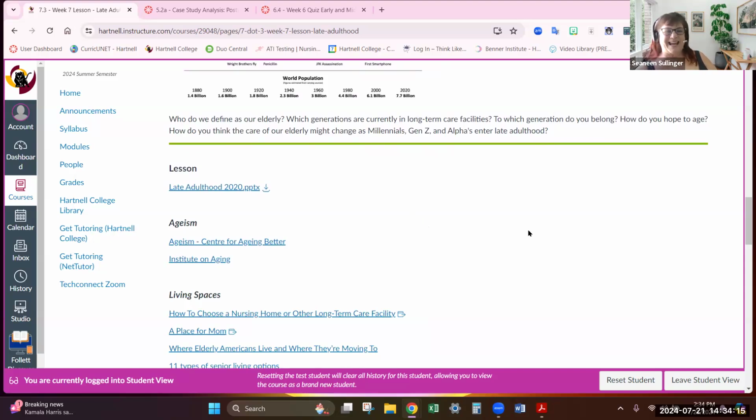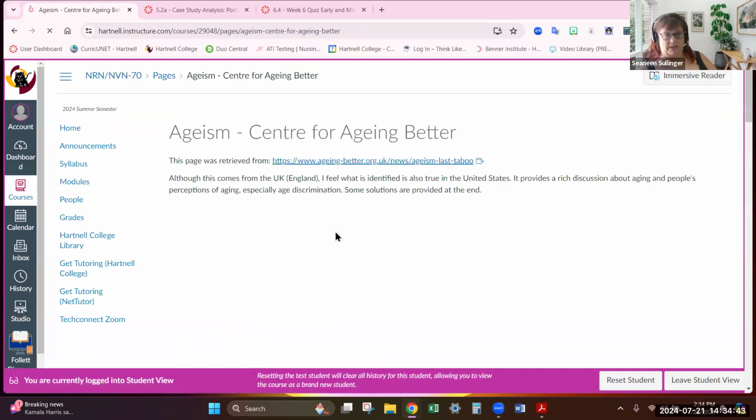So what is ageism? We've talked about bias in earlier weeks. I tend to think of ageism as when people don't have respect for the elderly, and so they are biased against the elderly, or think the elderly are incompetent or can't do things or provide no value for society.